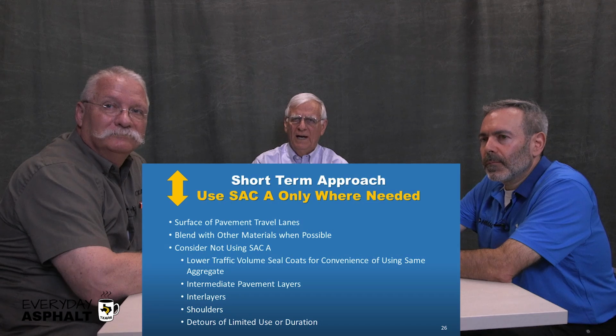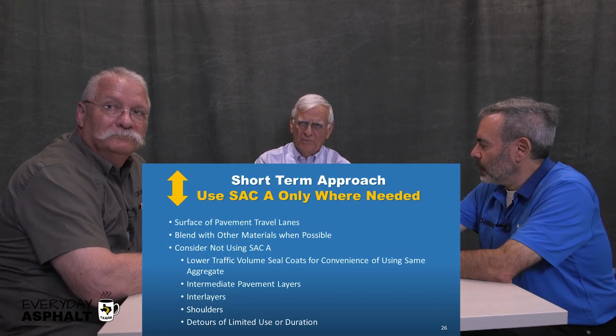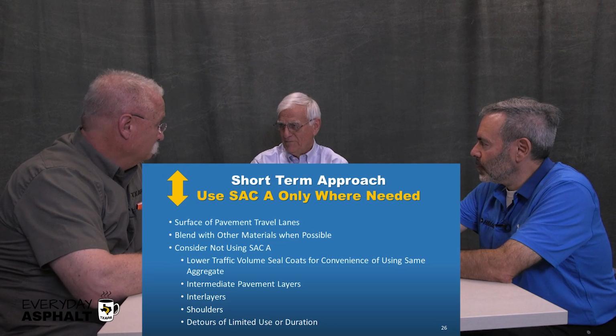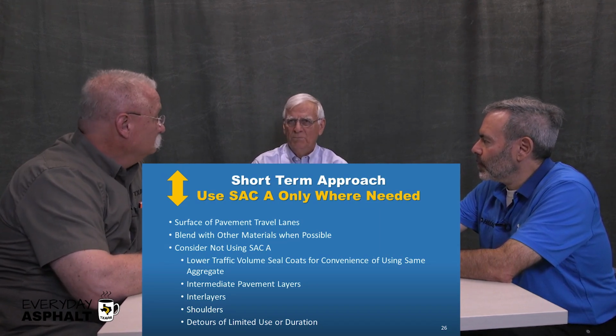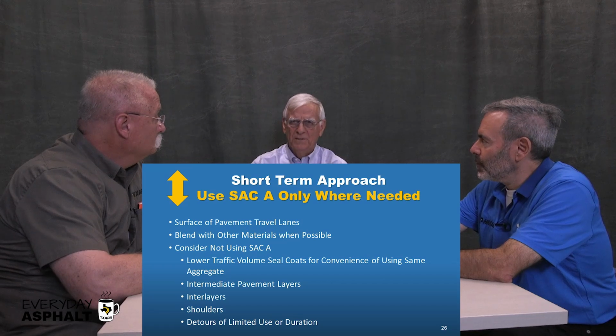So there's a problem. We don't have enough SAC A aggregate. That's why we're here, that's why we're talking about it. So what can we do? Well, there's several things that we can take steps to help ease that problem, and some of them are pretty apparent to us. The first thing is we're trying to supply an aggregate that has adequate friction initially, after construction, and after being polished by traffic over a period of time. So we want it polish resistant as well.